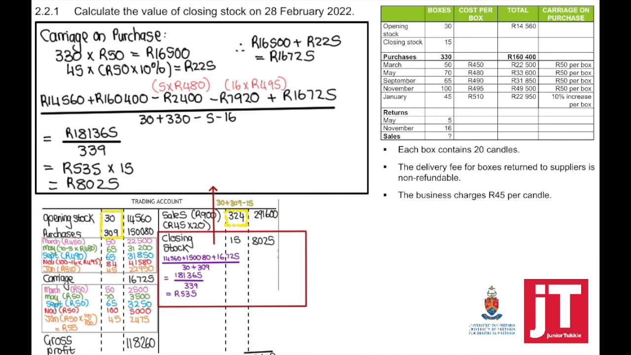We're going to take the opening stock plus the net purchases minus the returns plus the total carriage on purchase. Remember at the bottom we have the units, which is 50 plus 50, 350 minus 5 minus 16.